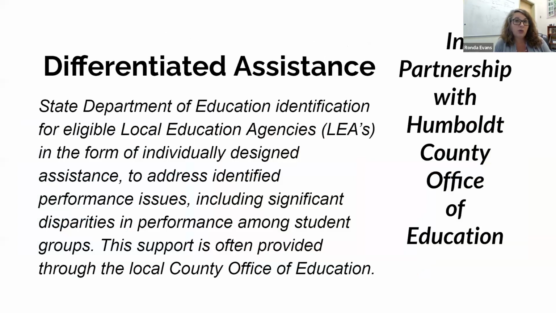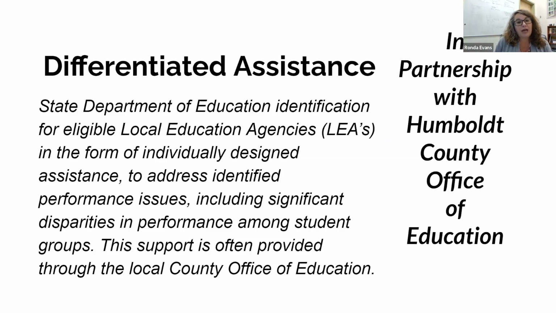And being the largest school district in such a vast area comes with its benefits and its problems. But partnering with our county office of education, our school district has been identified as in differentiated assistance. So for counties who identify schools in differentiated assistance, being in partnership with the county office of ed really avails us of a lot more resources.